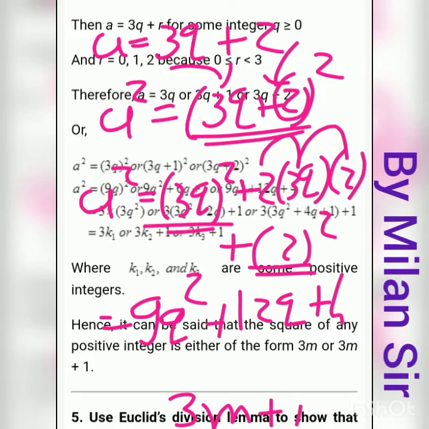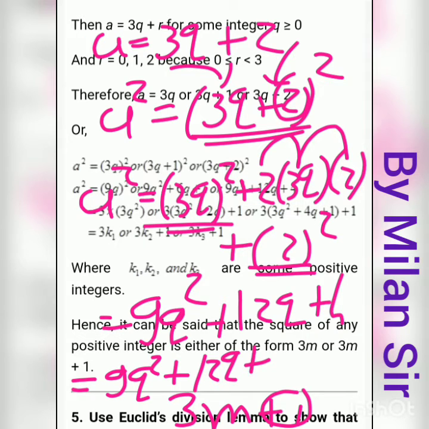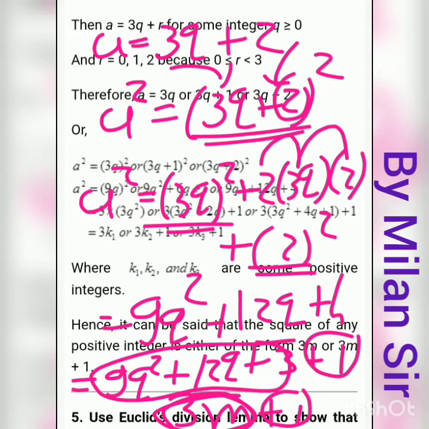So at last what we want is plus 1. So here what we need to do, just put 9q square plus 12q. Now in place of 4 just write 3 plus 1, so we will get the plus 1 here. Now before the 1 what we want here is 3m. So in these three terms we just need to take 3 as a common.